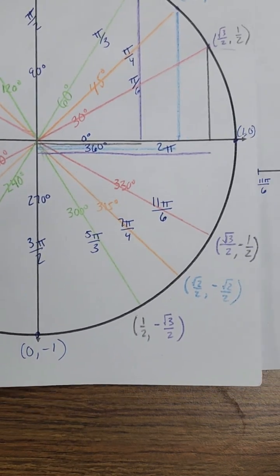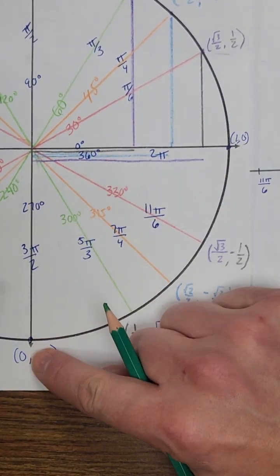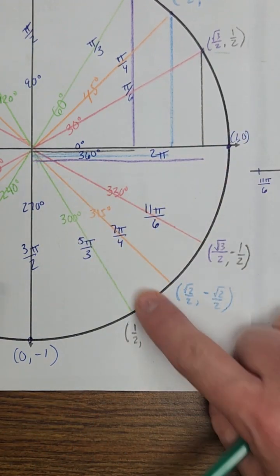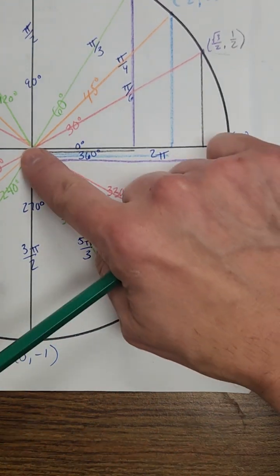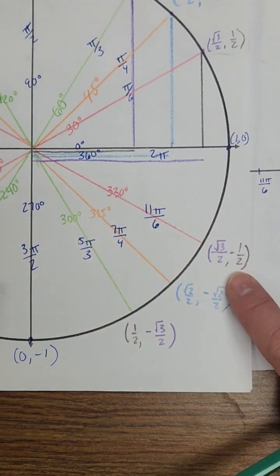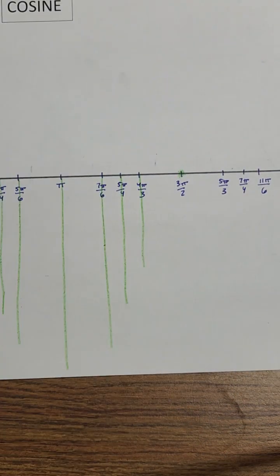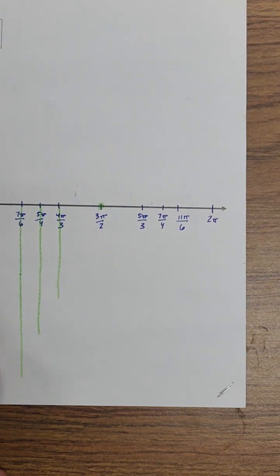Okay, now we're in quadrant 4. So in quadrant 4, we left off where the cosine of 3 pi over 2 is 0. So now we're going to go back up again. So the cosine of 5 pi over 3 is 1/2. Square root of 2 over 2, square root of 3 over 2, and then back at 1 again. So let's go ahead and get that on here.